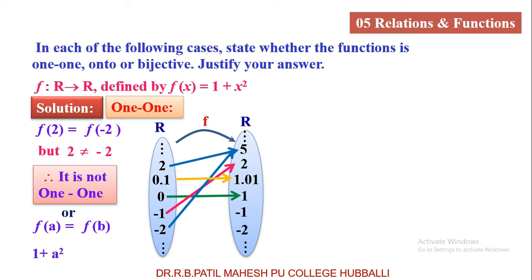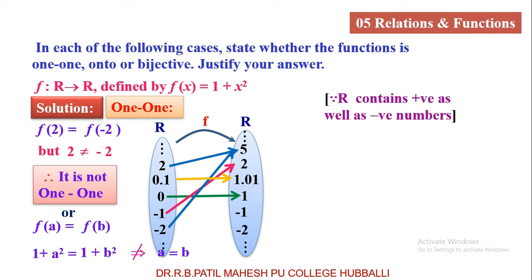1 plus a square is equal to 1 plus b square. I am just writing the x value as a in the LHS and the x value as b in the RHS. 1, 1 cancel. So that does not imply a is equal to b, because R definitely contains positive as well as negative numbers.